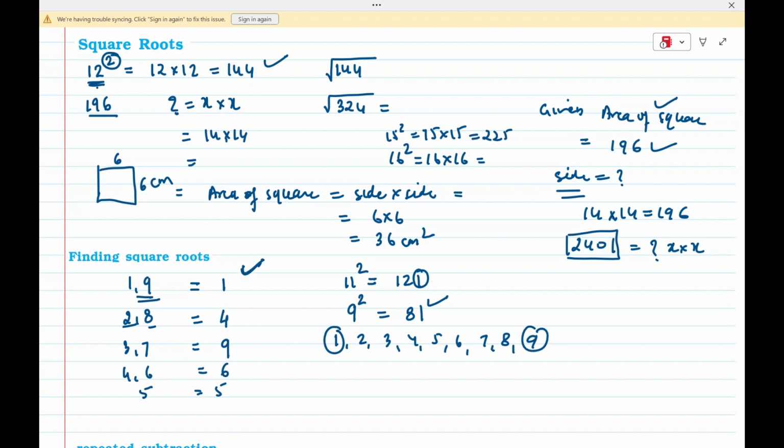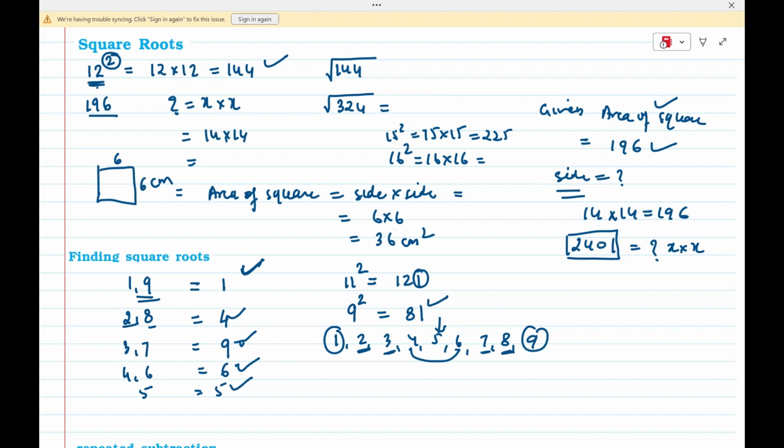The square will contain 1 as its unit place. In the same way, the second last, that is 2 and 8, will have 4. 3 and 7 will have 9. 4 and 6, if I square those numbers, I'll get 6. And as the 5 is left alone, the end digit will be 5 itself.